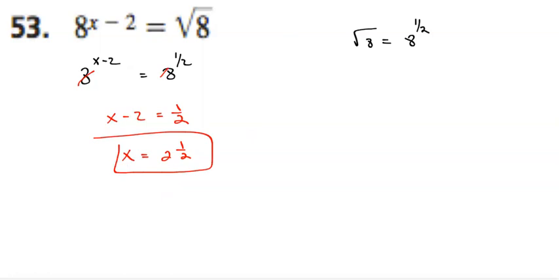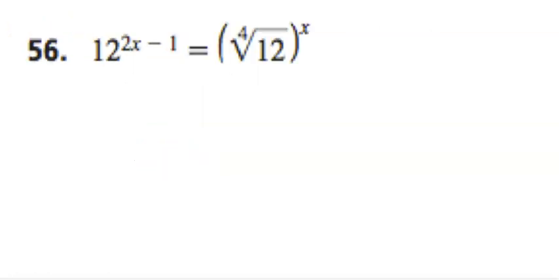And one more, so you can see what we have here. Number 56. Alright, cool. So we have 12 to the 2x minus 1 equals the fourth root of 12 raised to the x power. There's not much I can do with 12, so this is just going to be the same, but this 12 is buried underneath the fourth root, so I have 12, and the fourth root is going to be my denominator, and raised to the x power, so x over 4.